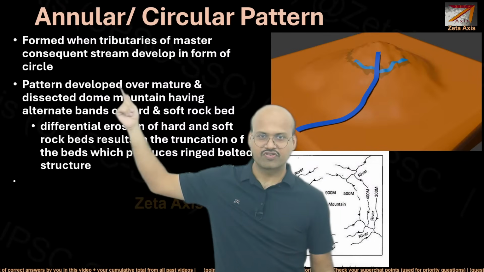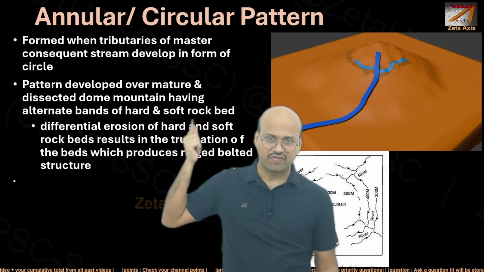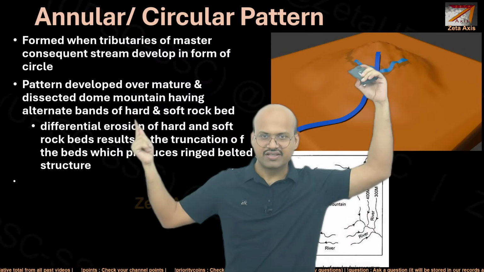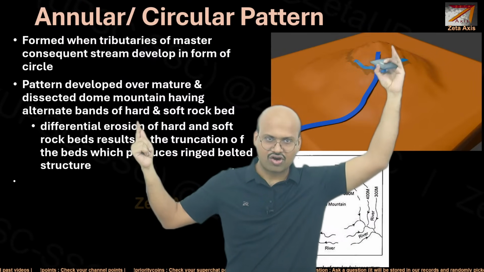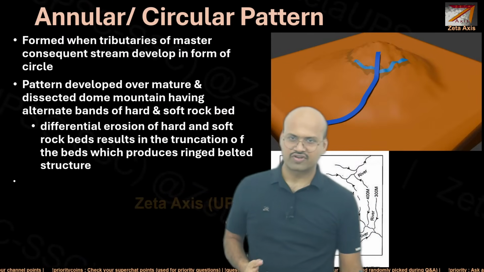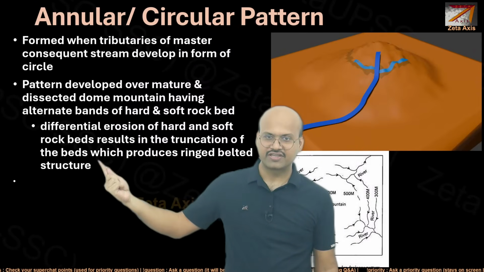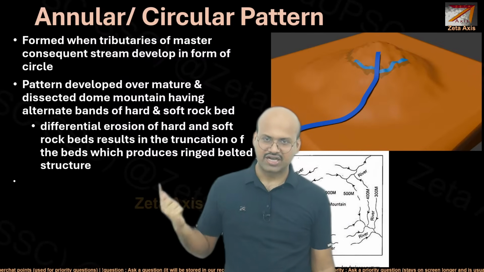This pattern develops over mature and dissected dome mountain having alternate bands of hard and soft rock. So basically, generally there is a requirement that there should be a harder rock and a softer rock layer, so the river can erode those softer rocks. Differential erosion of hard and soft rock bed results in truncation of the beds, which produces ringed belted structure.